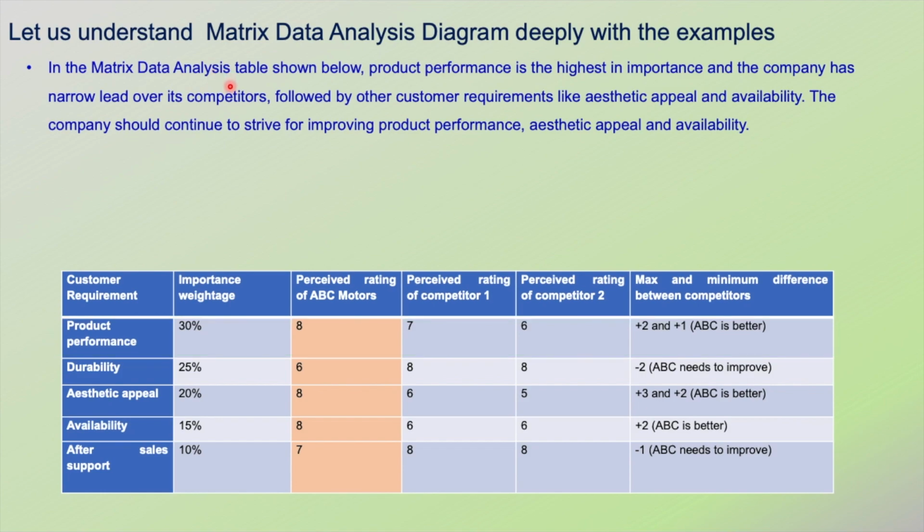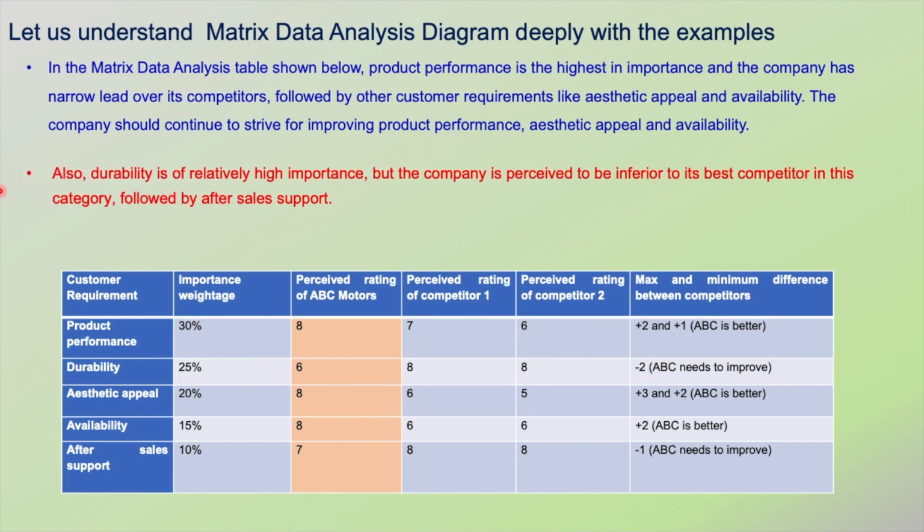In the matrix data analysis table shown below, product performance is the highest with a 30% rating. The company has a narrow lead over its competitors, a lead of +2 and +1 respectively, followed by the customer requirements like aesthetic appeal and availability. In aesthetic appeal and availability also, ABC is better. So what should the company do? They should continue to strive for improving the product performance, aesthetics and availability. So in aesthetics and availability, the company has to perform better.